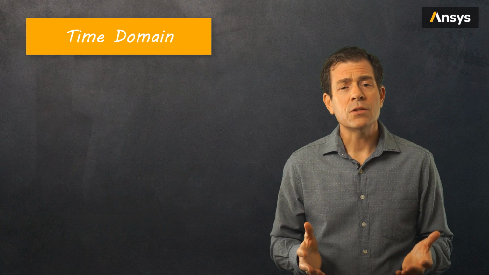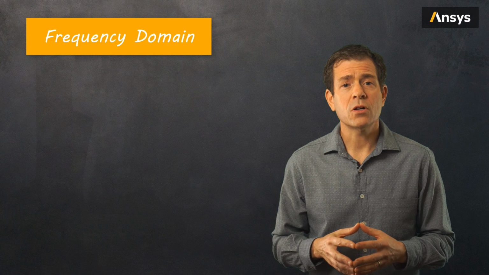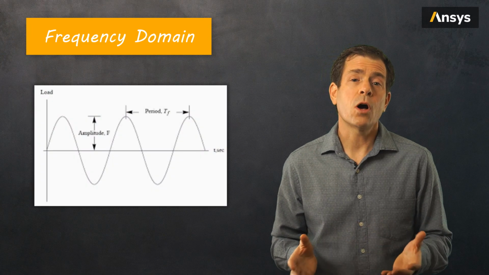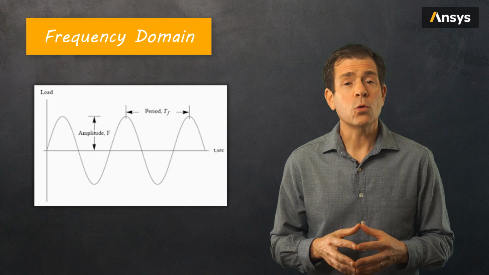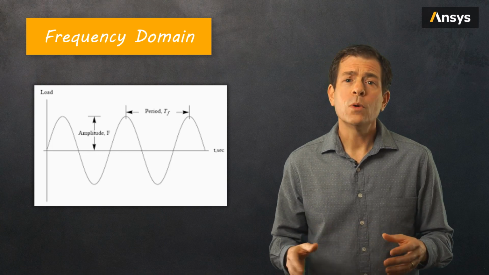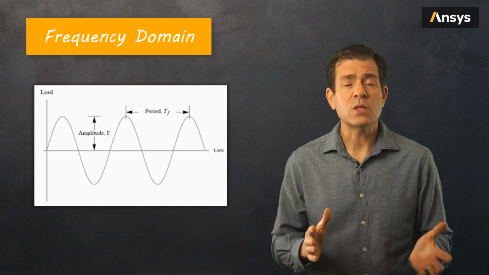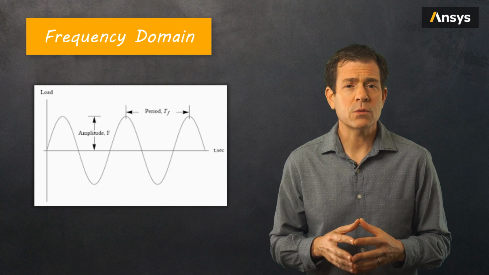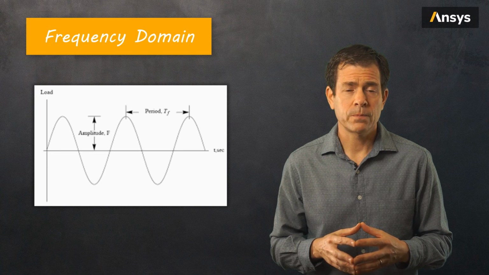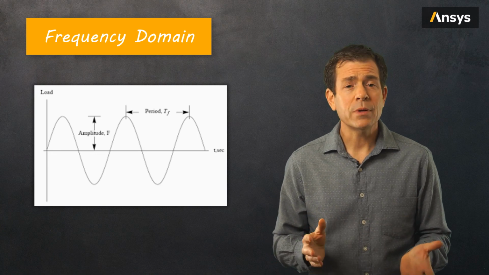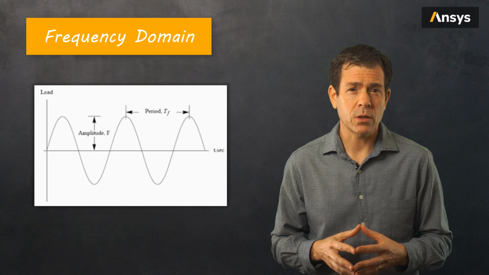Now, on the other hand, in the frequency domain, the inputs are sinusoidal. So we solve for the response for a particular excitation frequency using one solution iteration. We then repeat these solution iterations as we sweep over a specified frequency range of interest, solving for the steady-state response. We can have multiple excitations, but they are all steady-state sinusoidal.